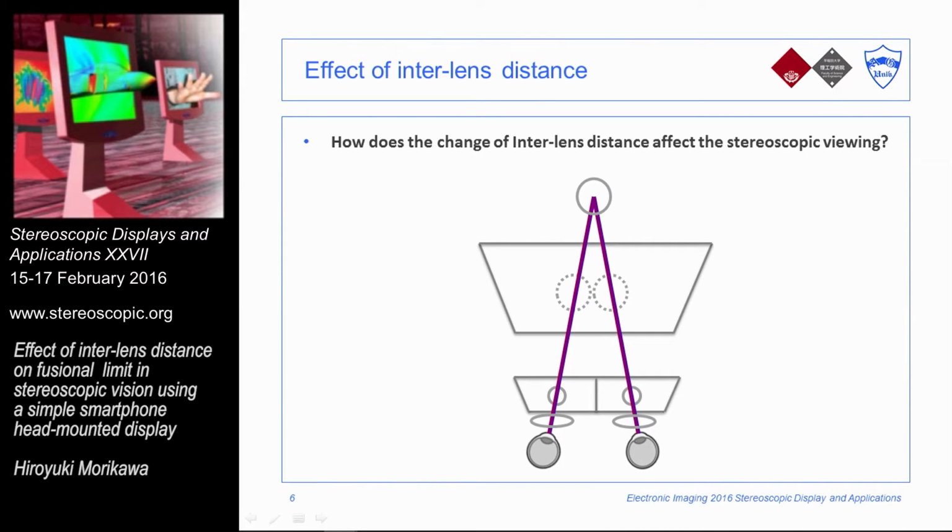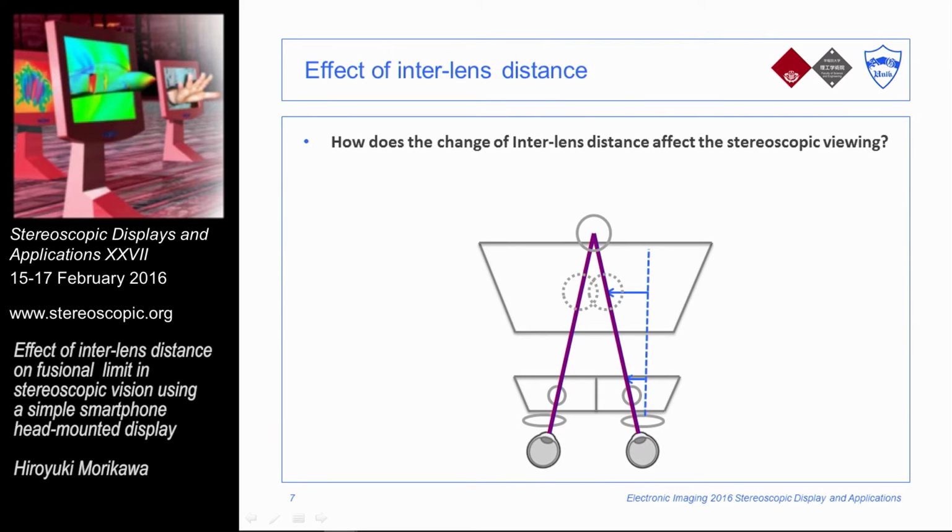When the image of the display is magnified, the center of magnification is the axis of the lens. Then, when the interlens distance changes, the center of the image magnification also changes. The shift of the image by magnification is larger than the shift of the center point. As a result, the disparity of the stereoscopic image is changed even if the same image is shown on the same display.